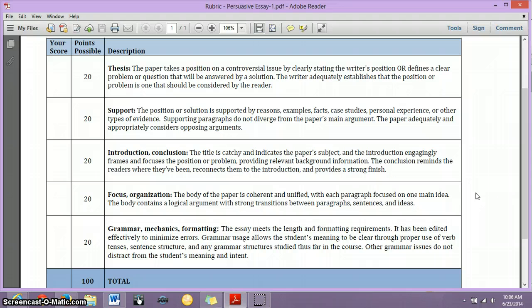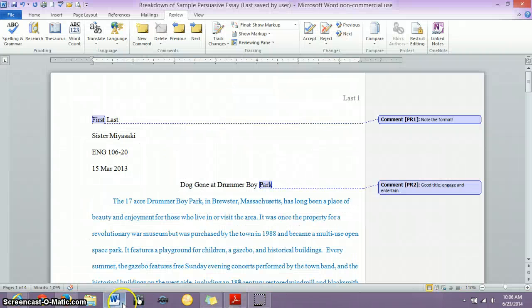Make sure your paper's long enough. Make sure you use the proper font. Keep your paper neat, organized. Put your name and information on it. Use page numbers, things like that. Okay, so here is the rubric. So let's move on to the paper itself.